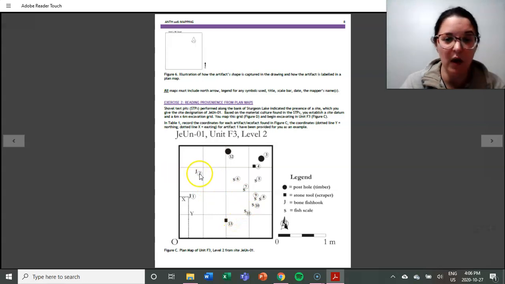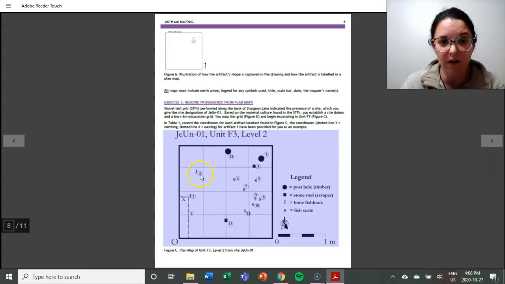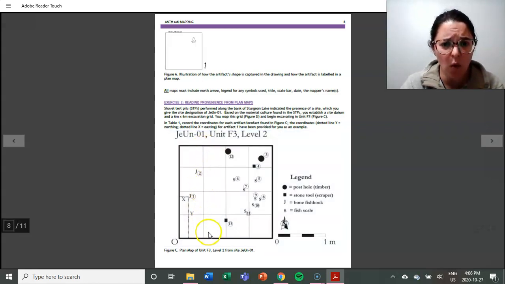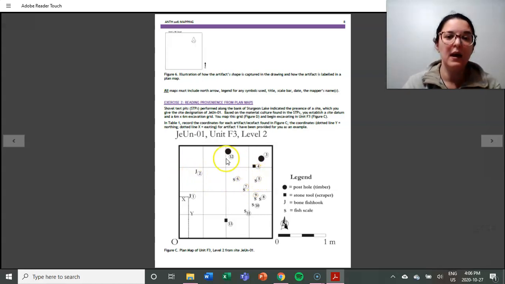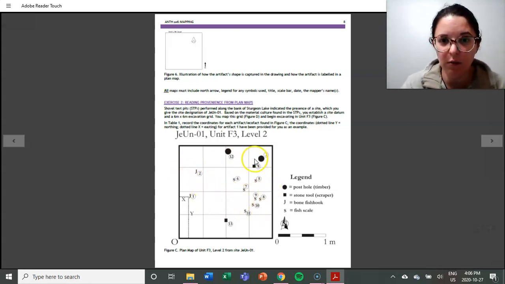Now I have to do easting. So how far east is it? Well, the bone fish hook, and remember I'm going from the hook itself, not its artifact number, isn't quite 50 centimeters east, right? Again, it's in about that 40 or 45 range. So I would write that down. Okay, and then I'll keep going through for all of the remaining artifacts.